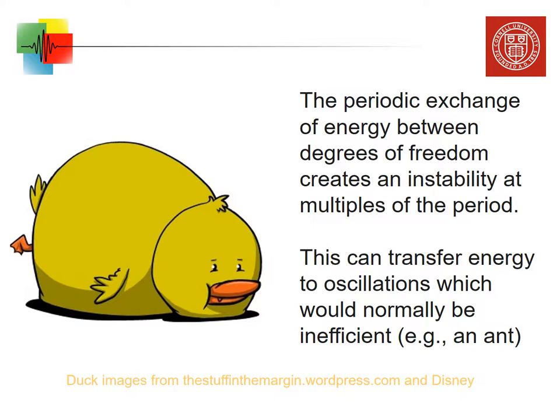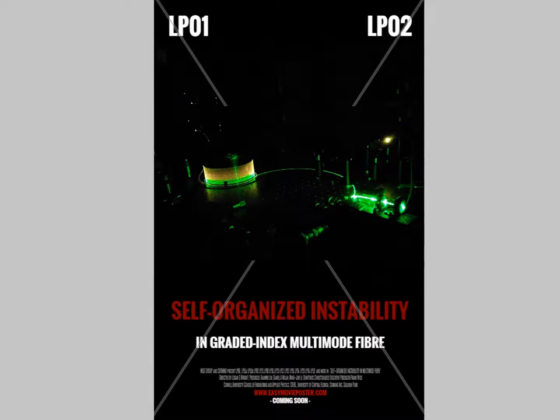So, big picture thing, the periodic exchange of energy between degrees of freedom in something that's oscillating about equilibrium creates an instability at that period, or multiples of that period of oscillation. And through this, you can actually transfer energy to things that would normally not oscillate very efficiently. So for example, on a trampoline, you could bounce an ant really efficiently by this mechanism.